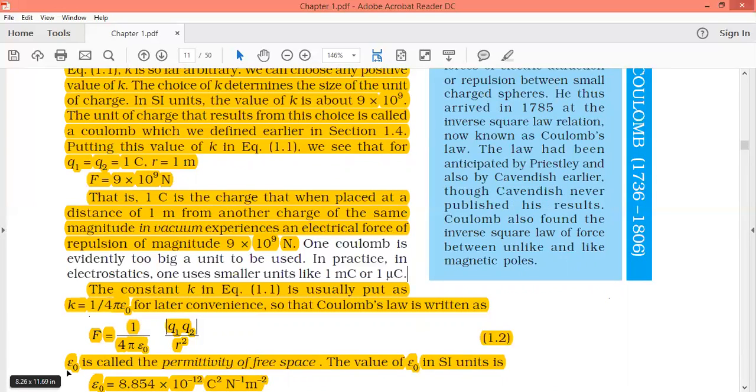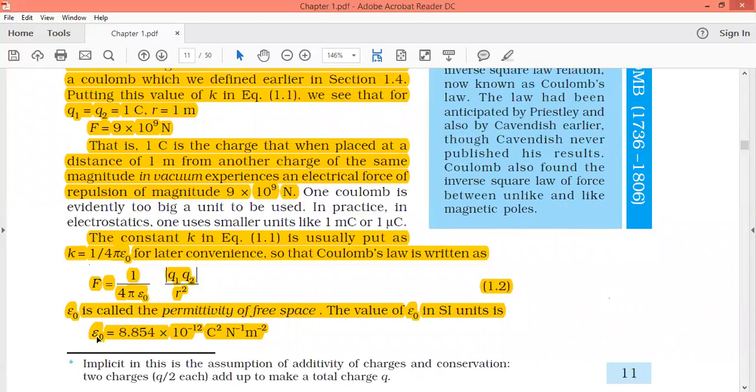Okay, so epsilon naught is called permittivity of free space. Okay, the value of epsilon naught in SI units, you should remember this, is 8.854 into 10 power minus 12 Coulomb square per Newton meter square. Okay, so if you substitute epsilon naught here, multiply 1 by 4 pi, take the reciprocal, you get the same value. What is the value we get? 9 into 10 power 9.